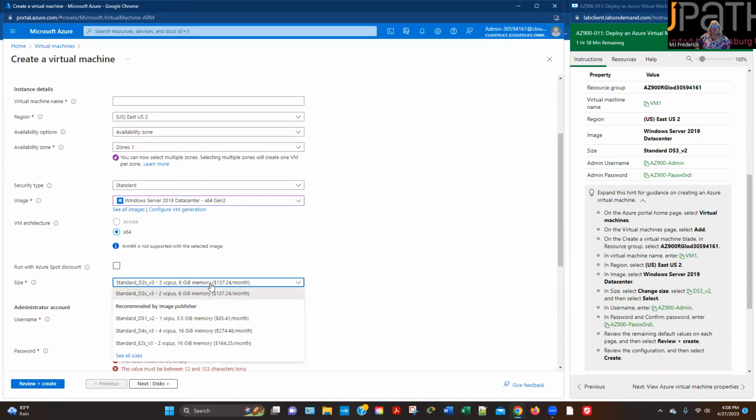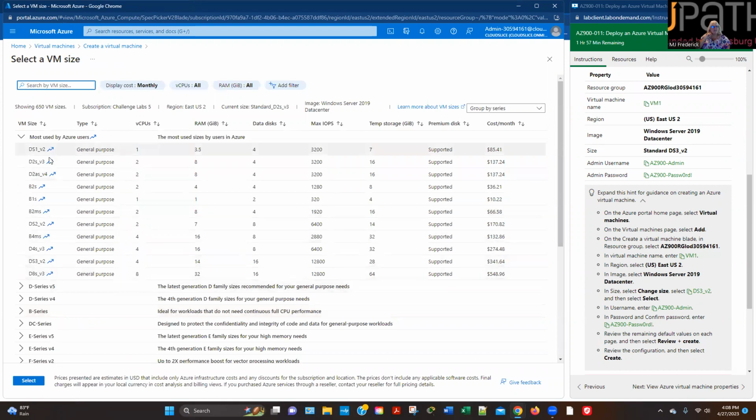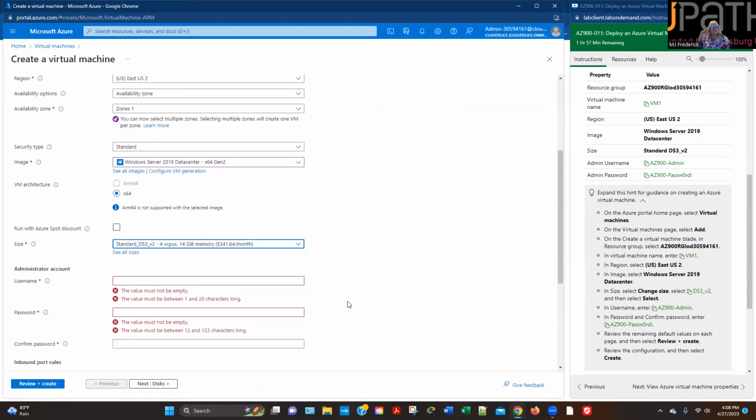So we need to change the size. And in that, we change the size to what it says, DS3 version 2. So we go to standard, where is it? See all sizes. All right. DS3 version 2. Okay. So we select it. And now it should come up with what we need. So it's telling us that's going to be about $341.64 a month. So it gives you your money right there. It tells you what you can be charged.